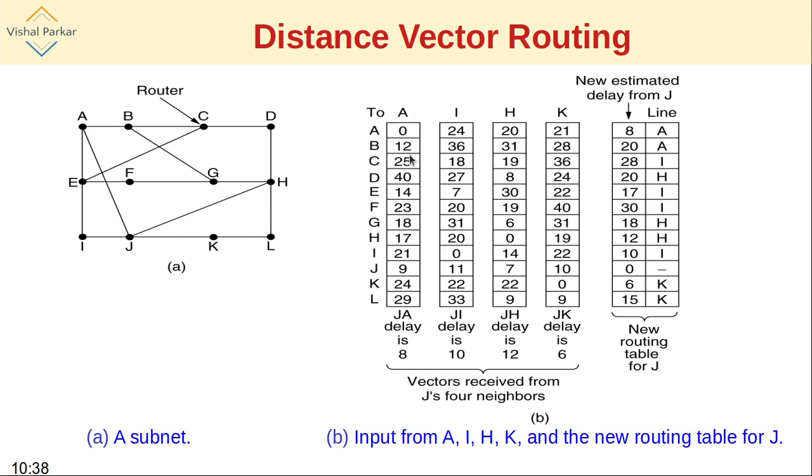So A claims to have a distance in milliseconds to B as 12. I will be 36, H is 31 and K is 28. So the distance from J to A is 8 and A to B is 12. So it will take 20, 8 plus 12. So it will take 20 milliseconds to reach B from J through A.